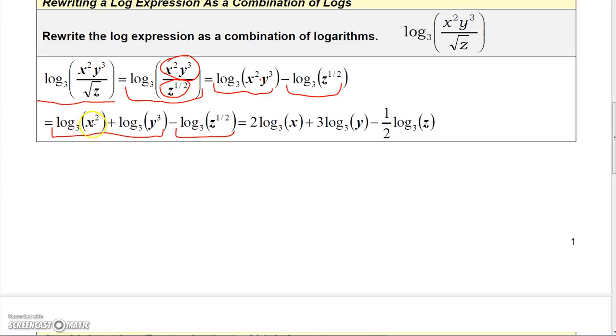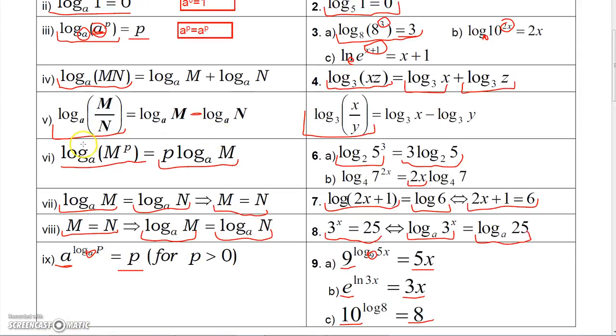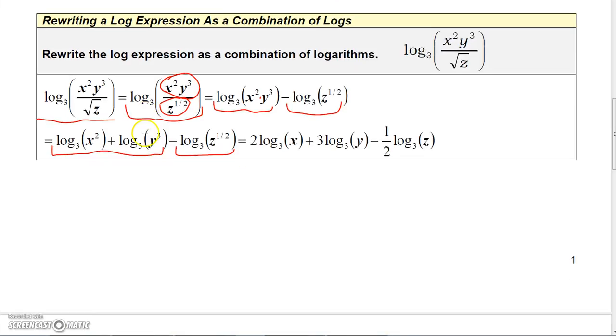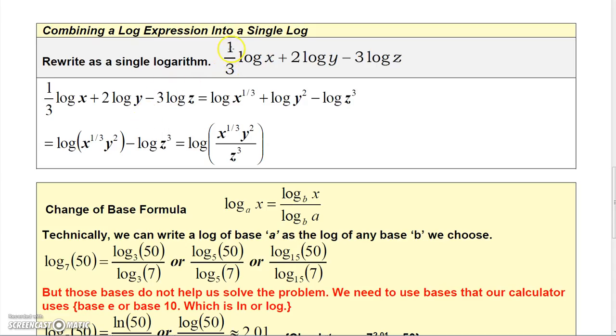Now, each of these has a power. This is log of x squared, this is log of y cubed, this is log of z to the 1/2. Property number 6 says if I have log of something to a power, I can write that as the power times the log. So I can write this as 2 times the log of x base 3. I can bring the 3 down here and write this as 3 times the log of y base 3. And then I can bring the 1/2 down and write this as minus 1/2 the log of z base 3. Now if I go the other way, like if I have an expression like this, I can write it as a single log.